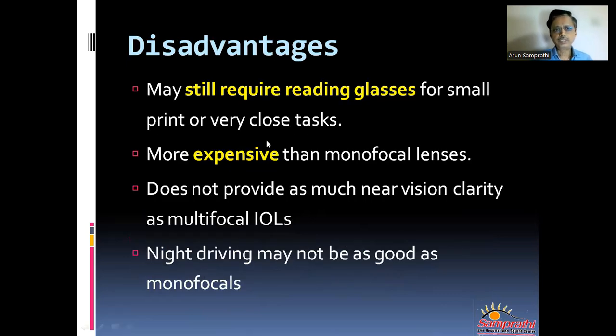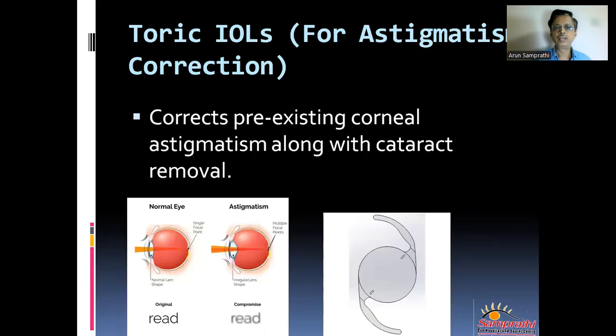The disadvantage is, as I said, it may still need a small number for reading glasses for reading very close objects or reading very fine print. It's also a little more expensive compared to the monofocal lenses. And night driving may not be as good as with the monofocal lenses, but definitely much better than with the multifocal lenses, because there are no rings causing the glare.